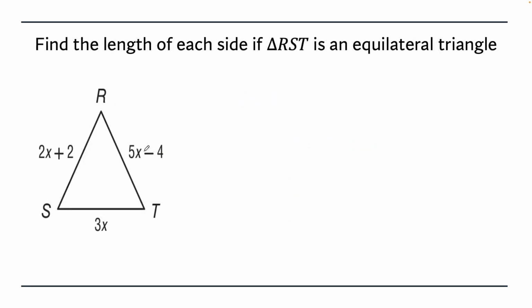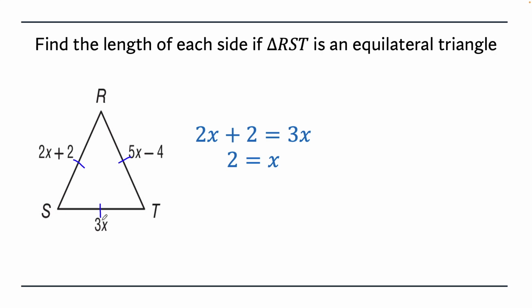Let's try another one. Find the length of each side if triangle RST is an equilateral triangle. All right, now this one, if it's equilateral, that means all the sides are the same. So if all the sides are the same and you need to solve for x, you can just pick two sides. It doesn't matter which two sides you pick. It'll all turn out the same in the end. So I decided to go with 2x plus 2 equals 3x. Then I can subtract 2x from both sides, and I get that x equals 2.